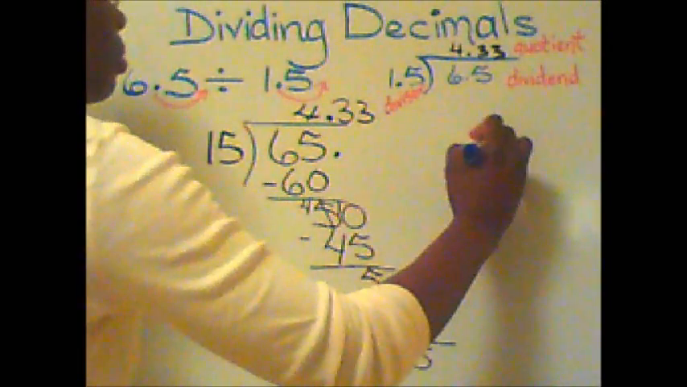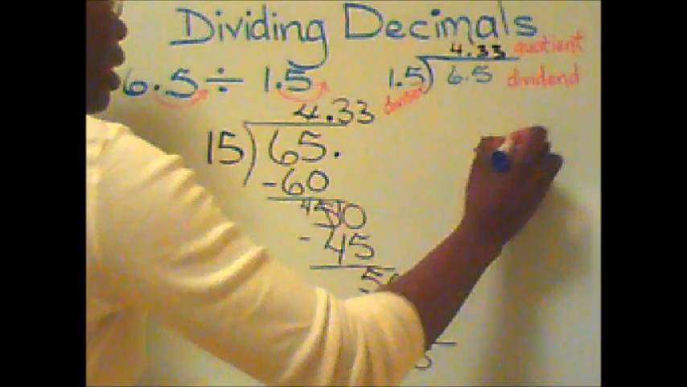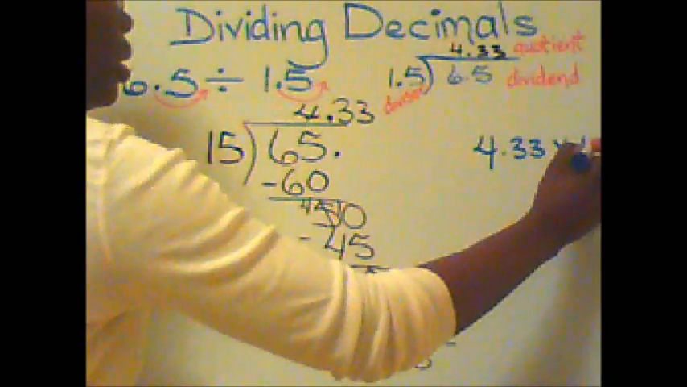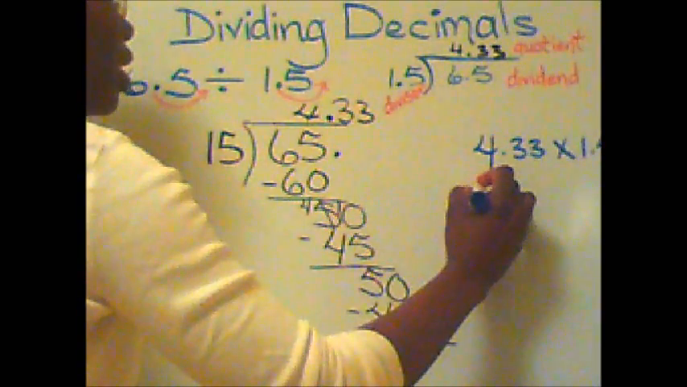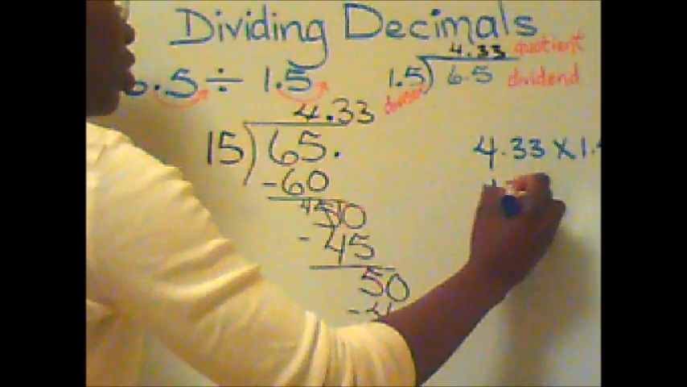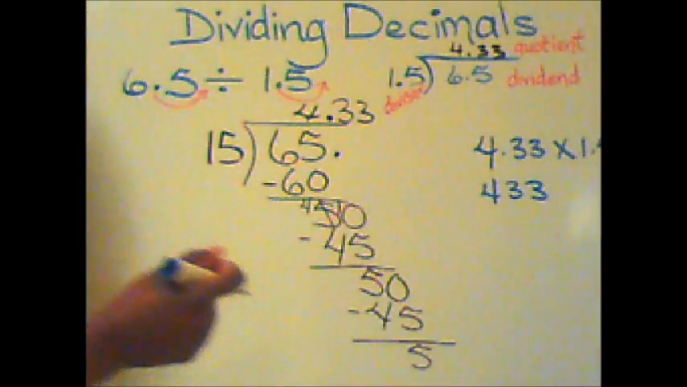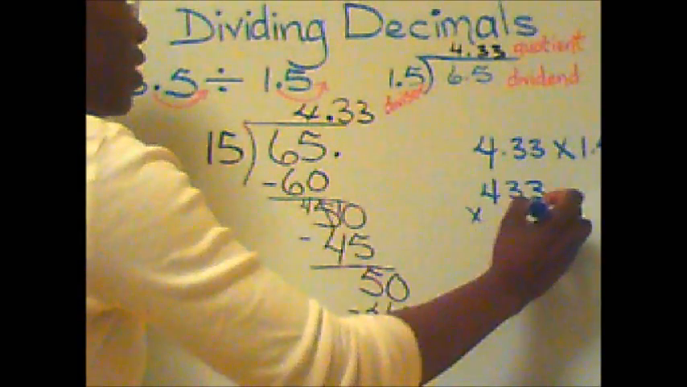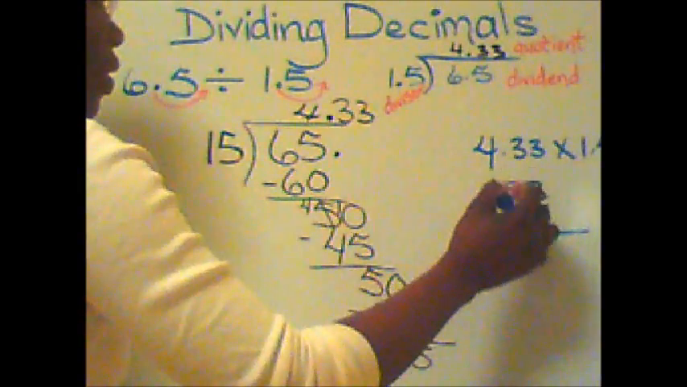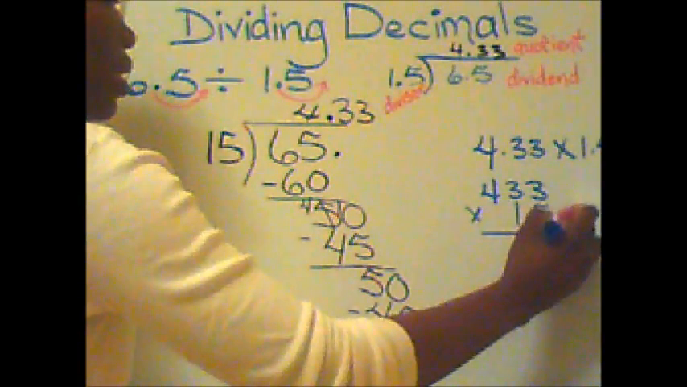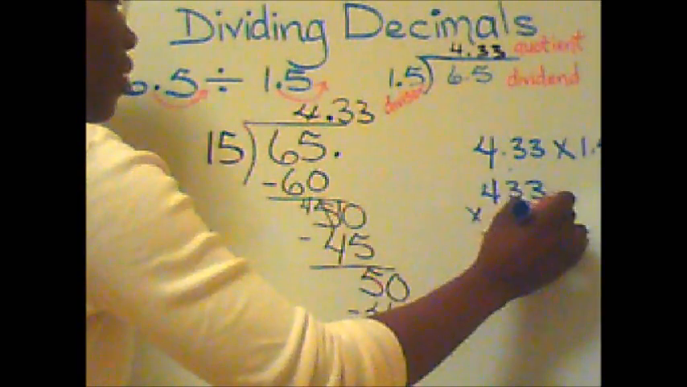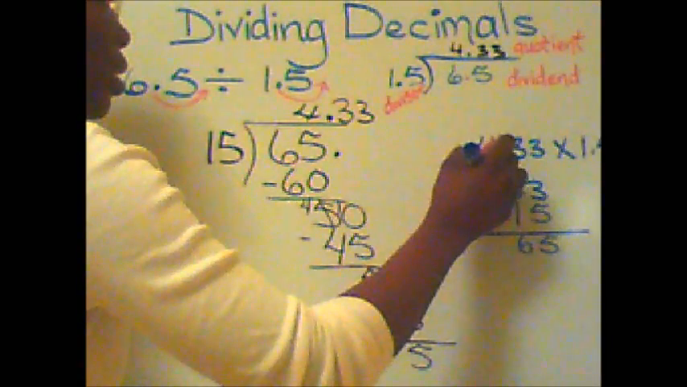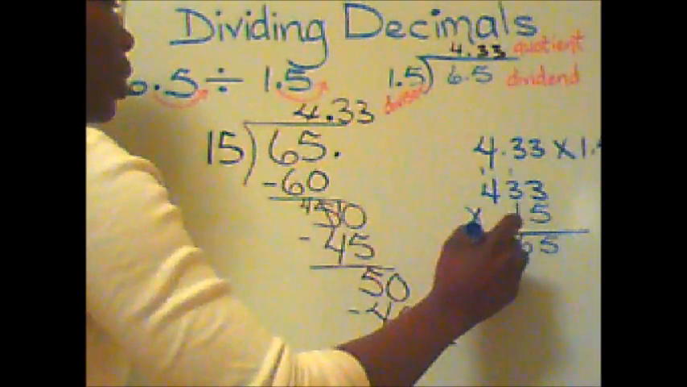So now I'm going to multiply 4 and 33 hundredths by 1.5. So now I write it as 433. I take the decimal points away and just write it as a standard number multiplied by 15. 5 times 3 is 15. 5 times 3 is 15 plus this one is 16. 5 times 4 is 20 plus the 1 is 21.